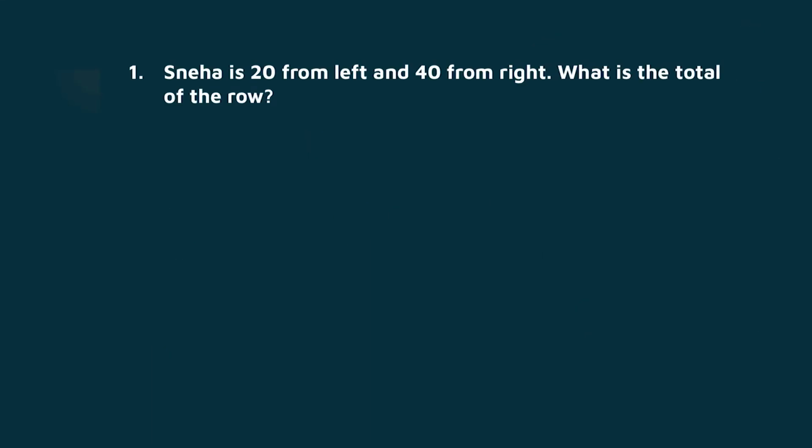First we can solve a basic type of question so that you can understand the concept better. Sneha is 20 from left and 40 from right. So what is the total strength of the row? A person called Sneha, when counted from left, is 20th, and when counted from right, she is the 40th person. So what will be the total strength of this row?